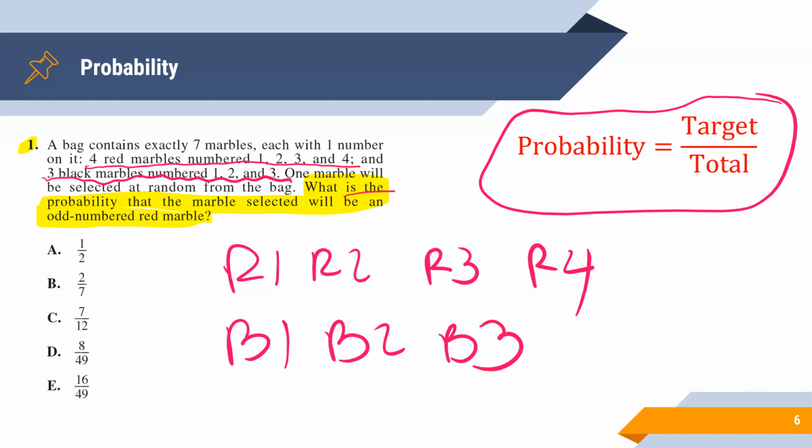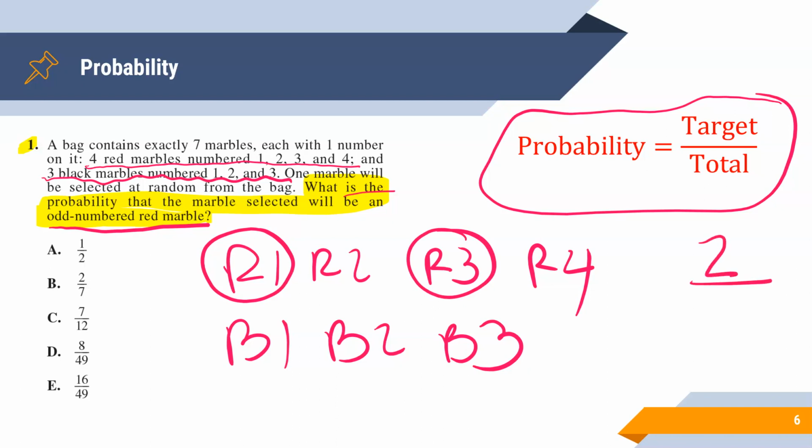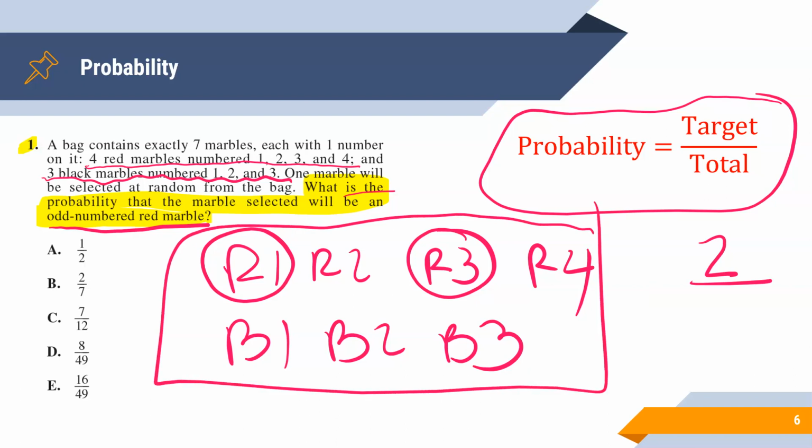They want to know what's the probability that it will be an odd numbered red marble. Well, I think these are the only 2 red marbles that are odd. So the target is 2, right? There's 2 possibilities. How many total possibilities are in here? Well, 1, 2, 3, 4, 5, 6, 7. 2 over 7. That's what we would be having.